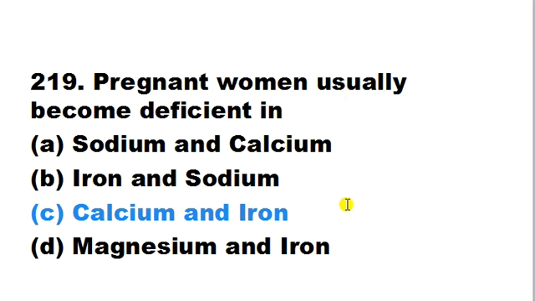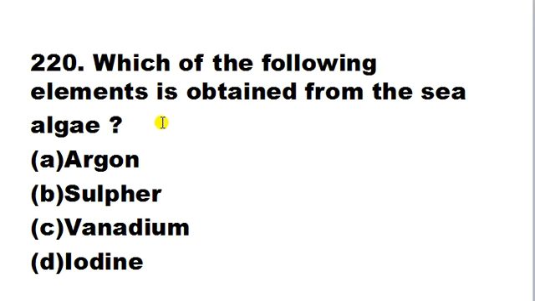Which of the following element is obtained from the sea algae? Argon, sulfur, vanadium, iodine. Its correct answer is D. That means iodine is obtained from the sea algae or seaweed. Sea algae is having maximum content of iodine element.